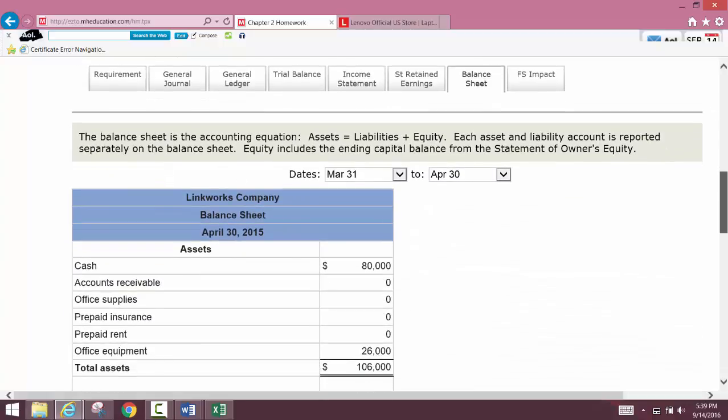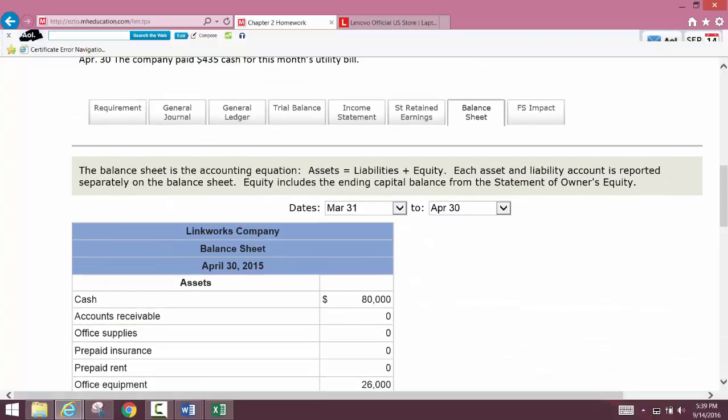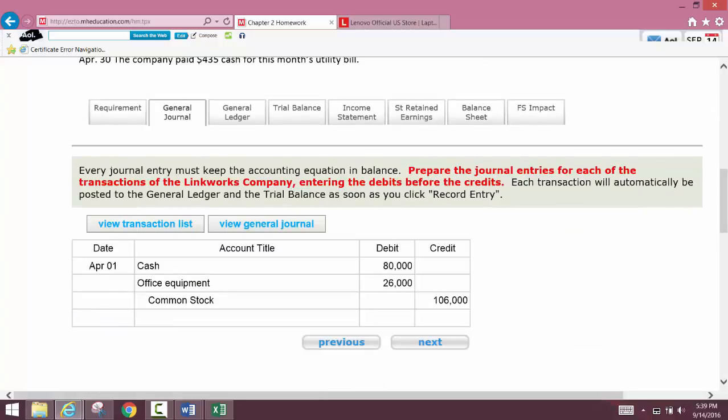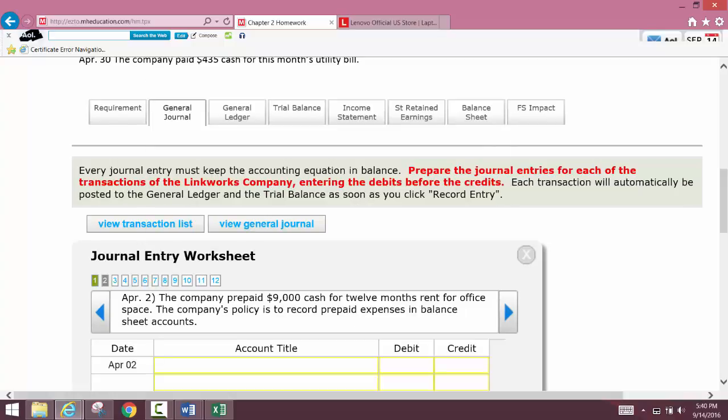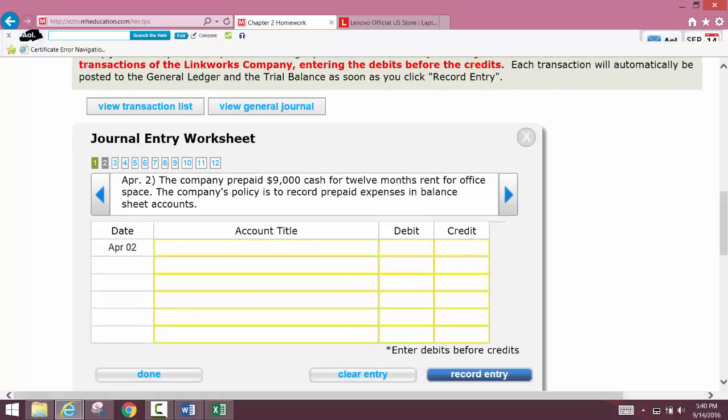So we come over and take a look back at our journal, and we're going to go to view the transaction list again, and we're going to do transaction number 2, and it says the company paid what? 9,000 cash for 12 months rent for office space. Is that an asset? Do we have future economic benefit? If you pay your rent to your landlord for 12 months, you're good for the year, aren't you? Okay, so that's future economic benefit.